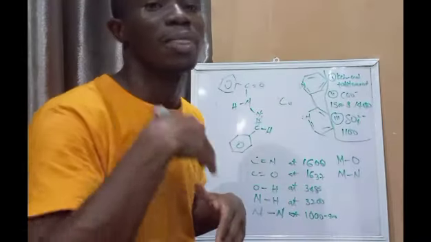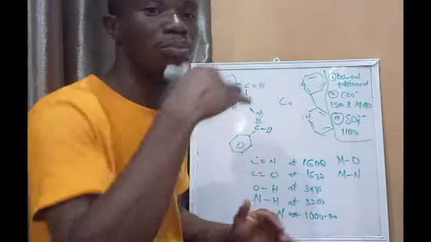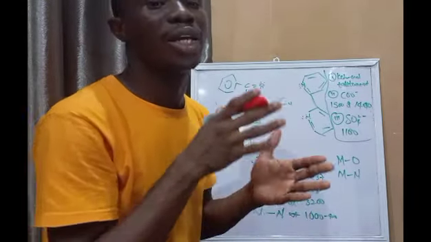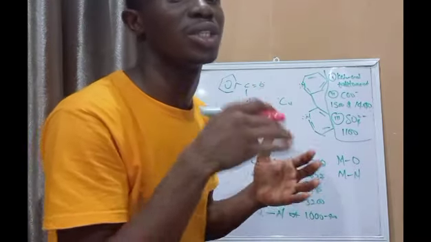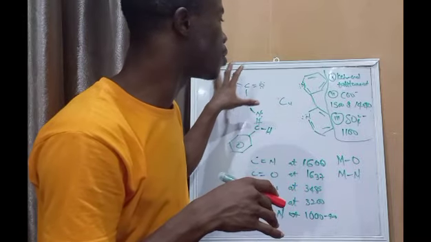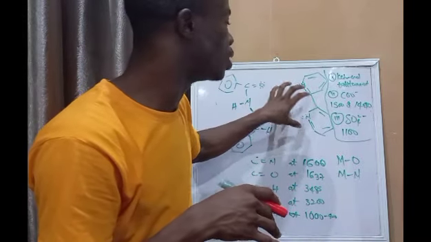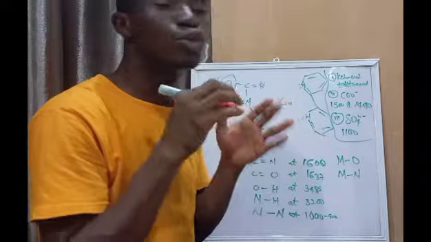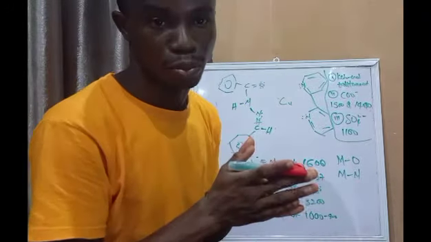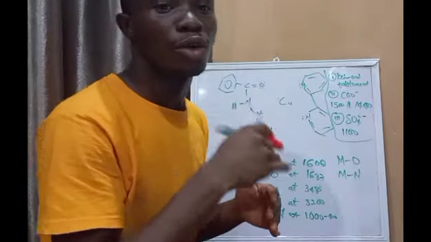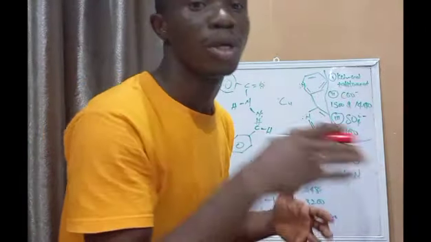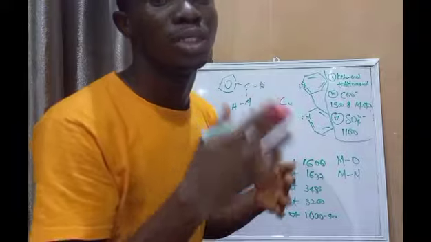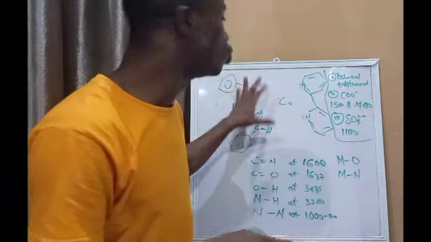So what we're trying to say is that the vibrational frequency of each of these bonds, before and after coordination has taken place, will be different. You can use those differences to determine whether coordination has taken place between the ligand and the metal. At the same time, you can also use that to determine where coordination has taken place. If you compare the IR spectrum before the reaction and after the reaction very well, you can easily know how the ligand has been coordinated to the metal.